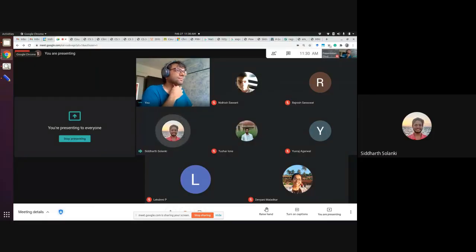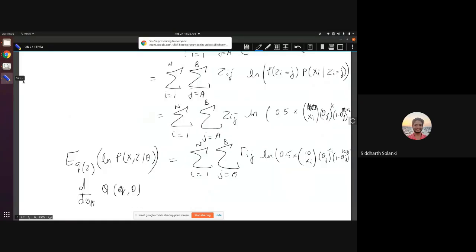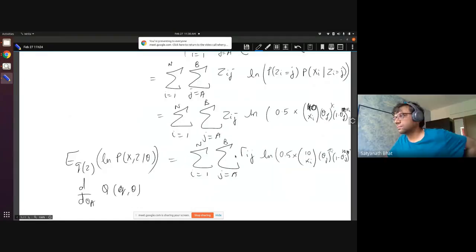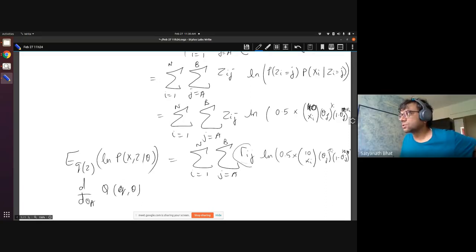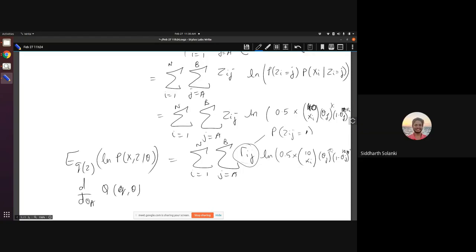Sir, I had a question. The probability of Zij equal to 1. When we are taking expectation, we multiply that by gamma ij. Shouldn't gamma ij be a sort of soft assignment, that I belong to the jth class? Yeah, so this is probability. This is actually the probability Zij equal to 1. That is what we are doing.